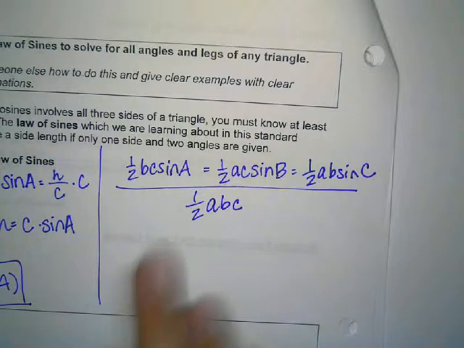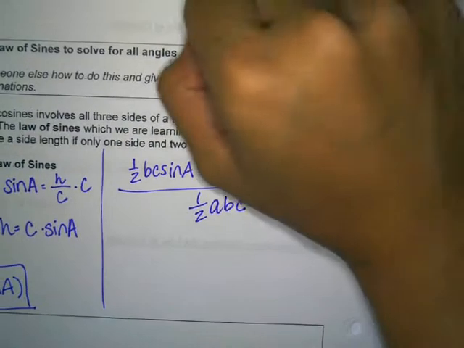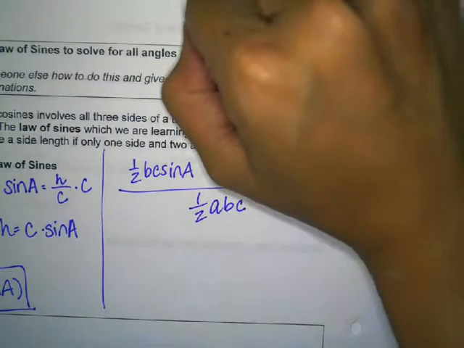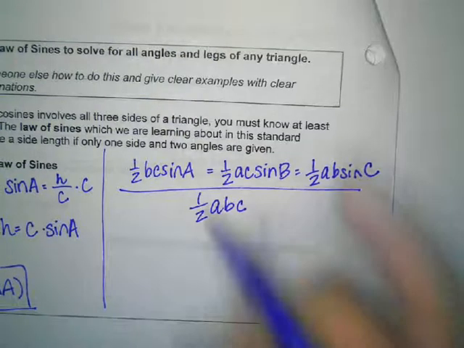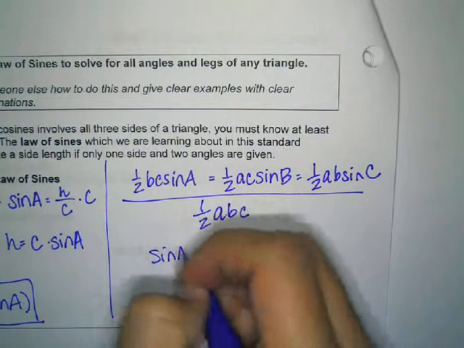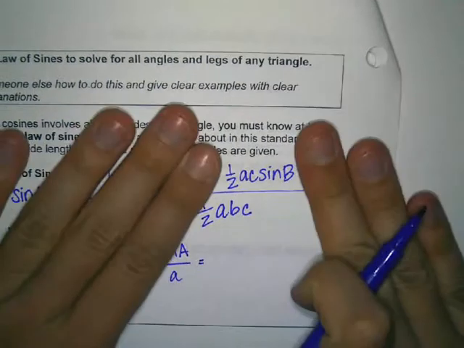In the first expression, like if we just look at those 2, what cancels out? The 1/2 and the BC. So we're left with sine A over A. Okay, so sine A over A. If we look at the middle, what cancels out?